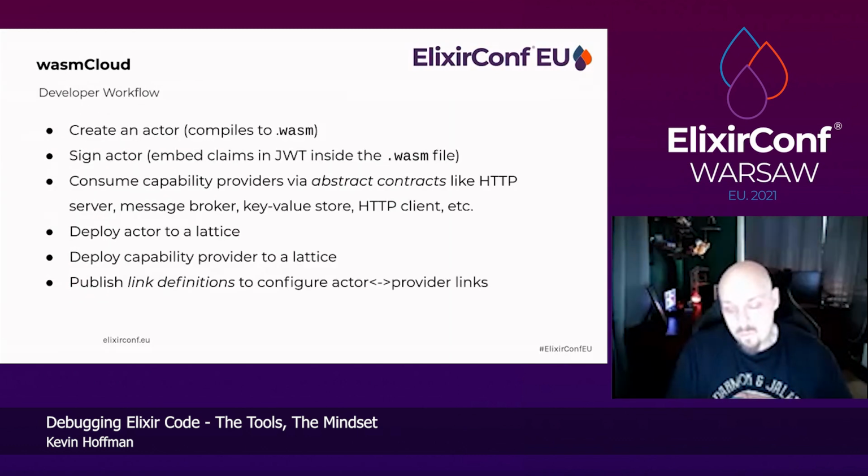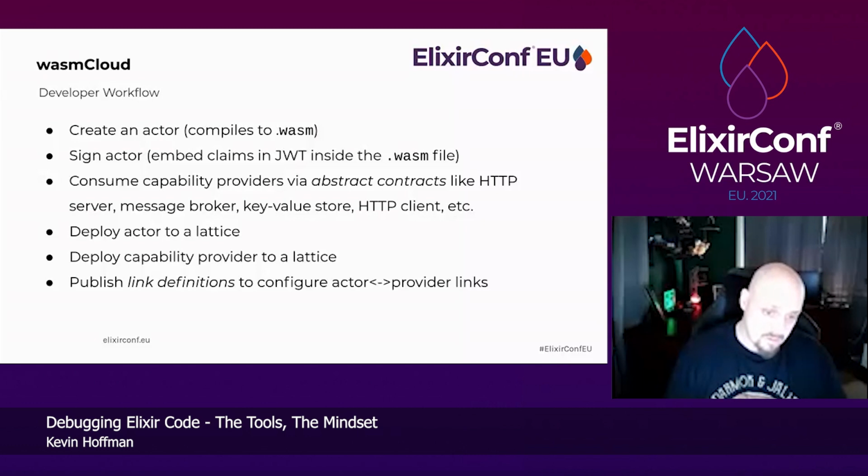wasmCloud, the developer workflow: you create an actor, which is a single-threaded unit of business logic. The actor is then signed. We embed JSON web tokens directly inside the WebAssembly file, and then the actor will consume capability providers through abstract contracts, like a web server, message broker, key value store, HTTP client, and so on. Instead of consuming capabilities or non-functional requirements directly and having a tight coupling, the actors consume abstract interfaces, and that allows for loose coupling and quite a bit of runtime flexibility.